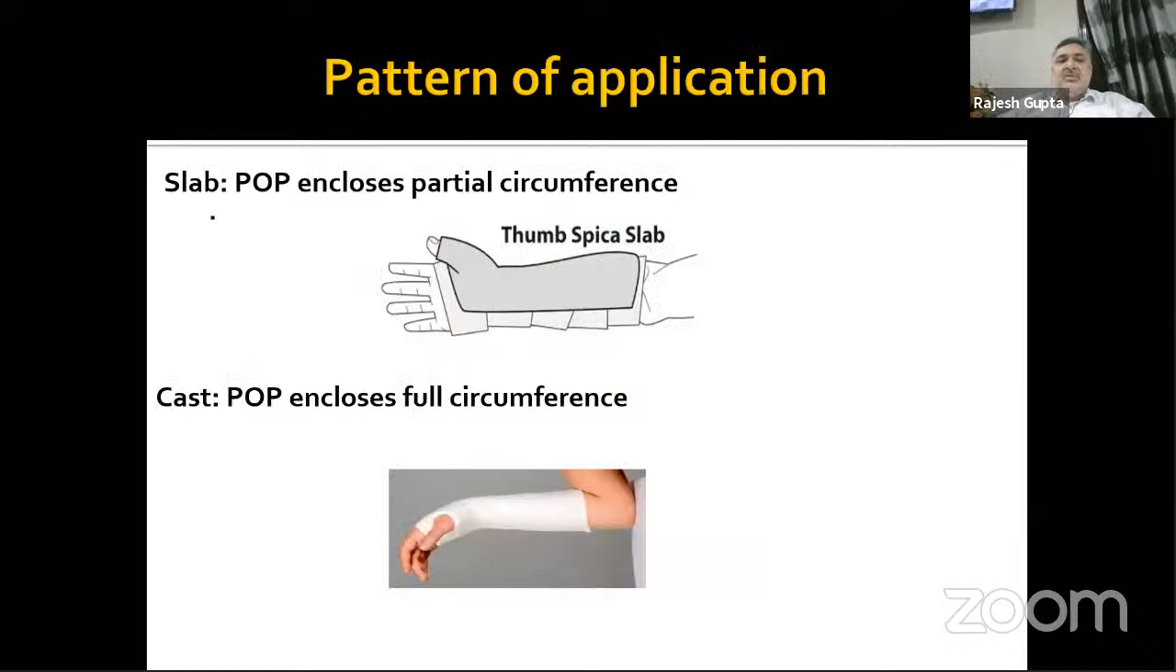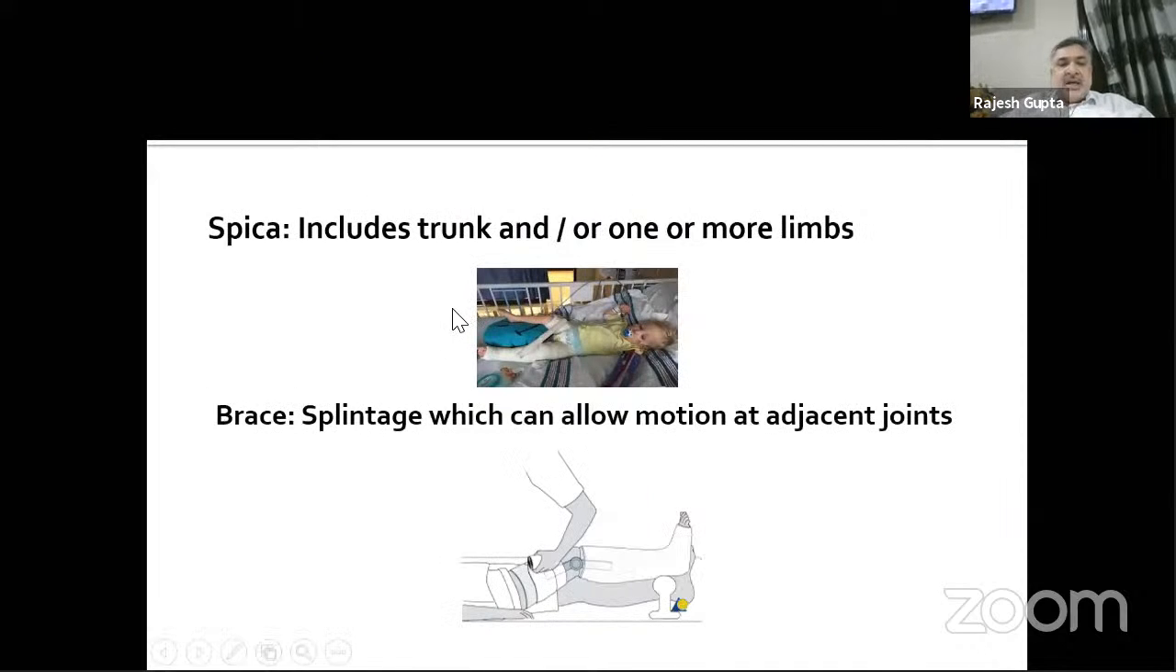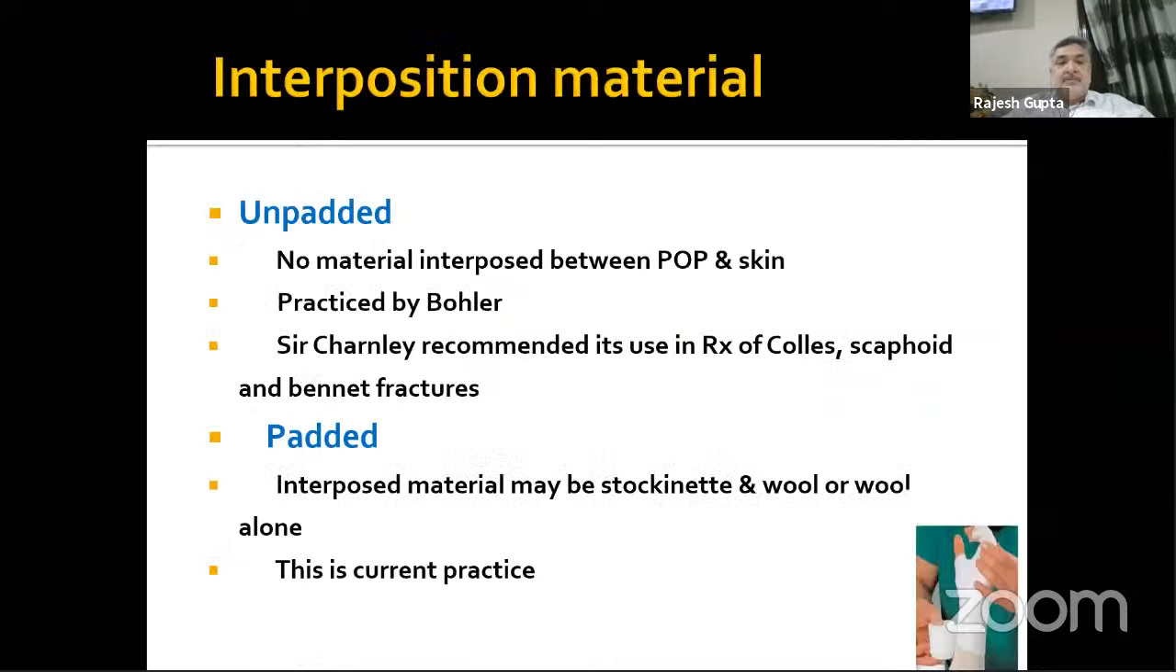Now coming to pattern of application, what is a slab? It is POP which encloses the partial circumference of the limb. What is a cast? Here POP encloses the full circumference of the limb. What is a spica? It includes the trunk and one or more limbs. What is a brace? It is a splintage which can allow motion at the adjacent joints.